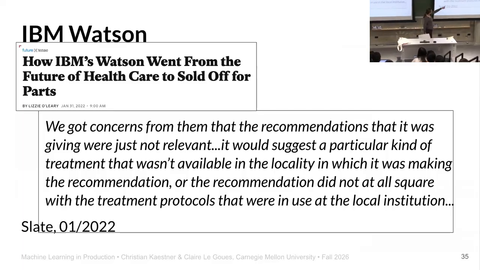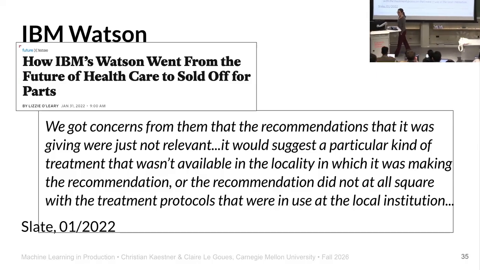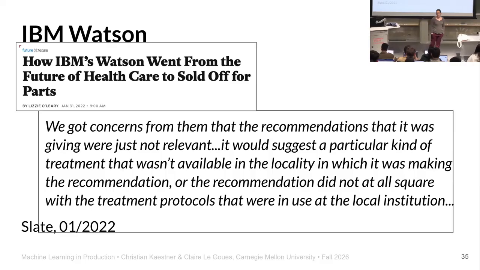We got concerns from them that the recommendations it was giving were just not relevant. It would suggest a particular kind of treatment that wasn't available in the locality in which it was making the recommendation, or it didn't square with the treatment protocols in use at the local institution, and so on. So this is an interesting kind of failure that's both model and system in some respect, right? It's not being sufficiently accurate with respect to context in some way.